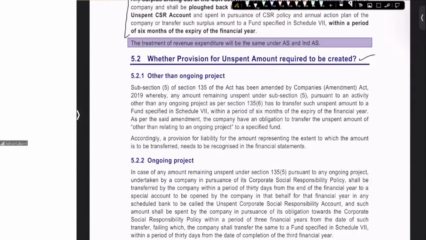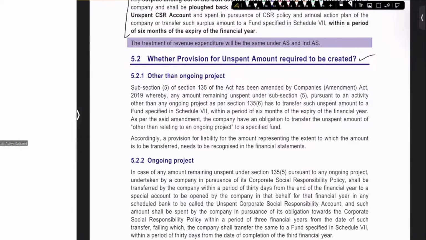So therefore, do you have an obligation to incur? Answer is yes. In any case, whether it is an ongoing project or otherwise, do you have an obligation for the balance amount? Answer is yes. And therefore, does it meet the condition of provisions under Ind AS 37? Answer is yes. A provision is an obligation. When is the obligation getting triggered? Because you have earned a profit in the past year. And because you have earned the profit in the previous financial year, today you are having the trigger of CSR, and therefore the provision for any unspent amount is required to be created mandatorily, because it fulfills the definition of provision under Ind AS 37.